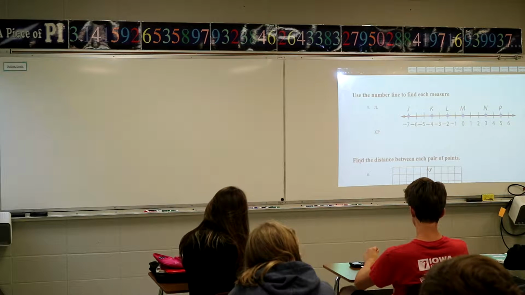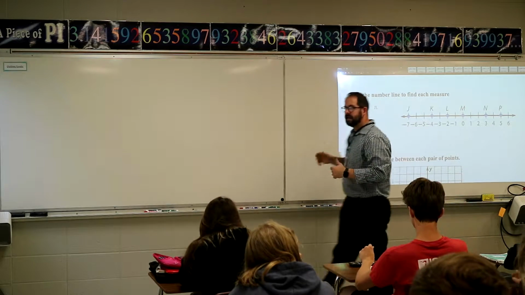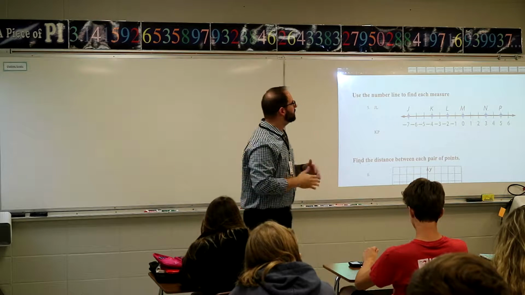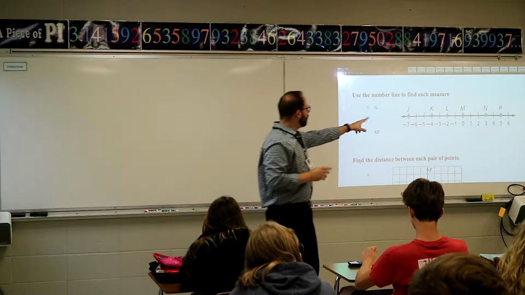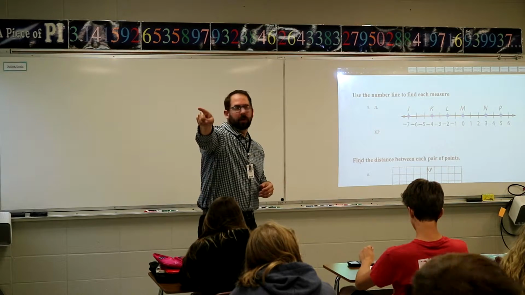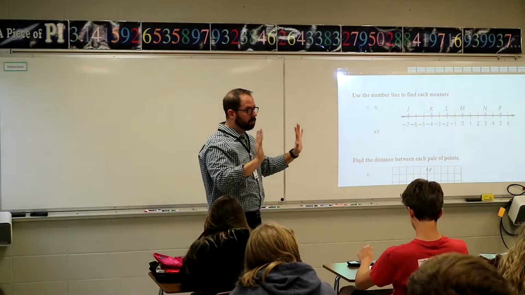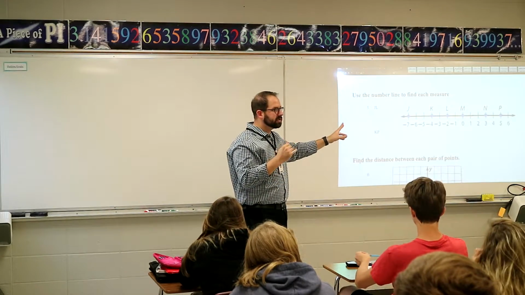Okay, so let's start with number 5. If you read number 5, it says, use a number line to find each measure. That's distance. If it said midpoint, it would say literally just find the midpoint. Now, is that a coordinate plane or a number line? Number line. You have to use your formula, or literally just count with your fingers. I don't mind if you just count and just tell me the number.